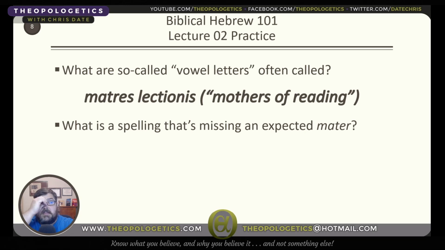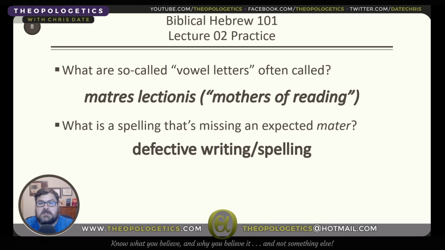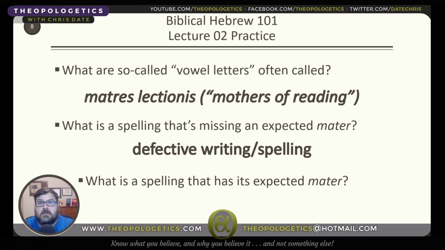So what is a spelling called when it's missing an expected mater? If the normal spelling of a word has one of these vowel letters, or matres lectionis, the mothers of reading, but that word is spelled without that expected mater, what is that spelling called? It's called defective writing or spelling. Similarly, or rather conversely, what is a spelling that has its expected mater called?